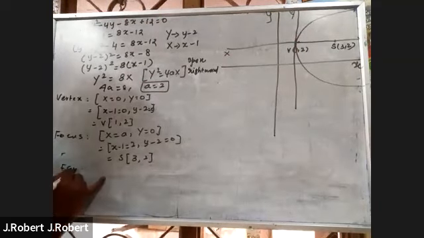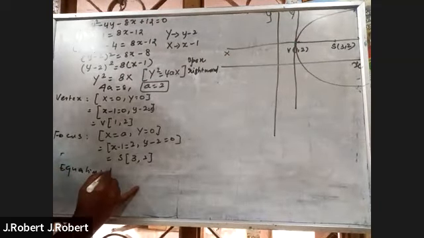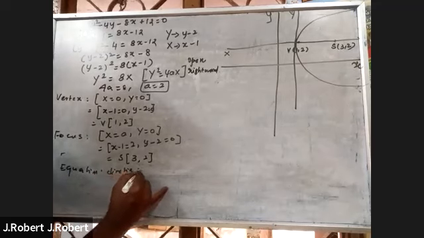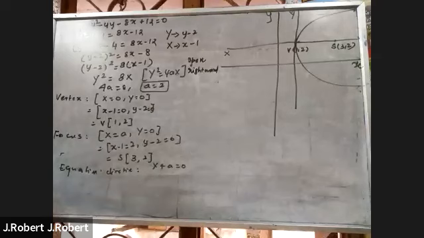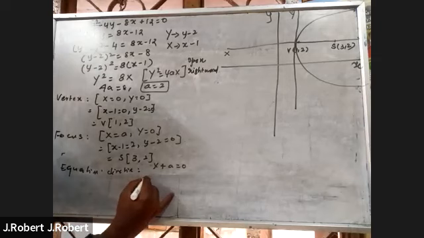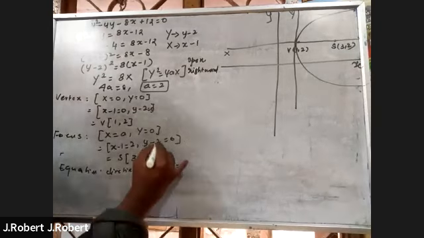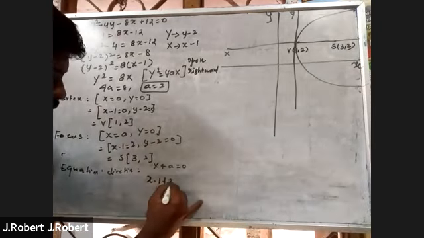Your equation of directrix. What is the formula? Equation of directrix is x plus a equal to 0. Correct? Equation of directrix in a formula, x plus a. Equation of directrix is x plus a equal to 0. X is what? X minus 1. A is what? 2. So x minus 1 plus 2 equals 0.